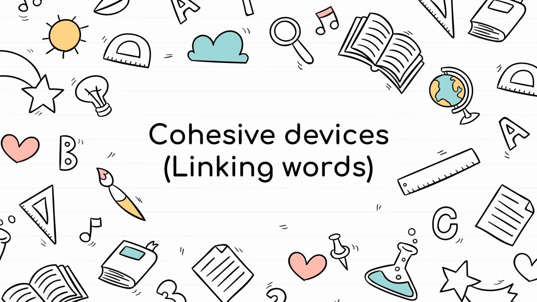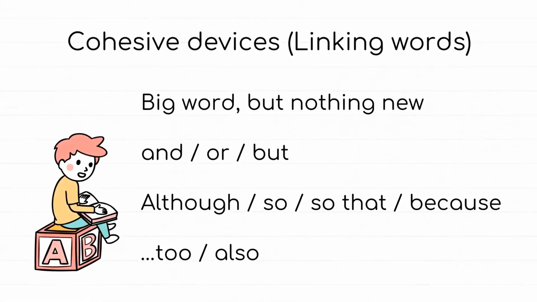Last but not least are the cohesive devices. That means the linking words. Cohesive devices looks like a big word, but it's nothing new. The easiest ones, and, or, but, you learned in primary 3. And then when it comes to primary 5, you have learned about although, so, and then you learned so that, because, and then also you have learned too, also. These words can help you organize your writing.